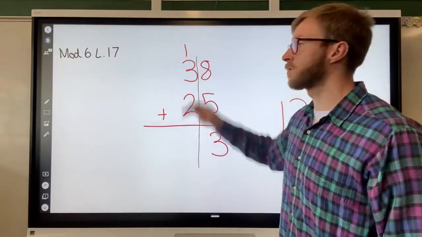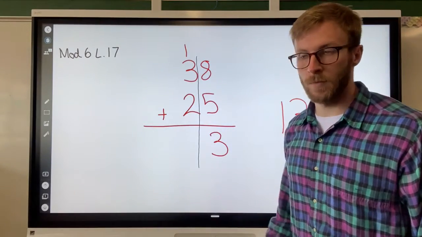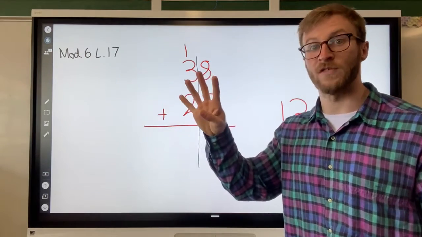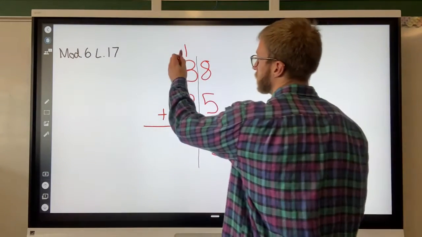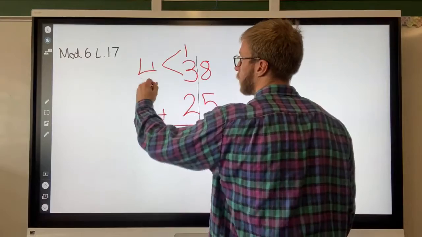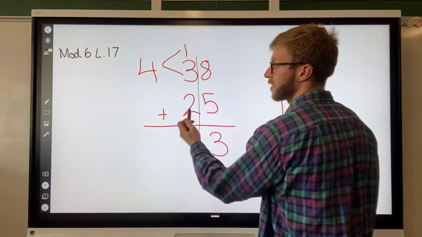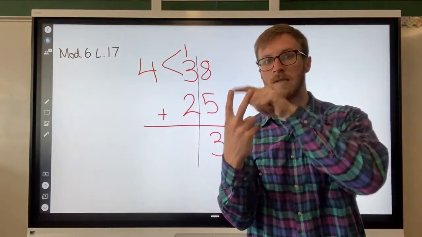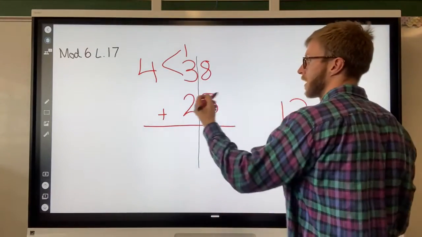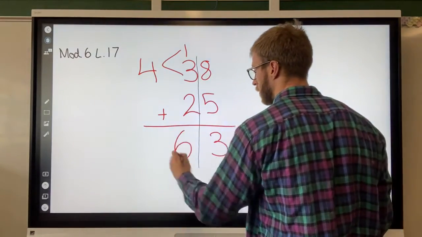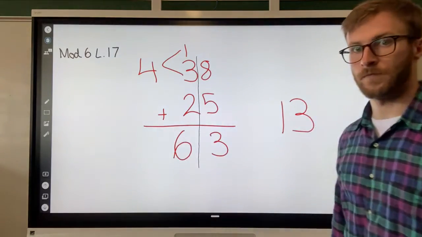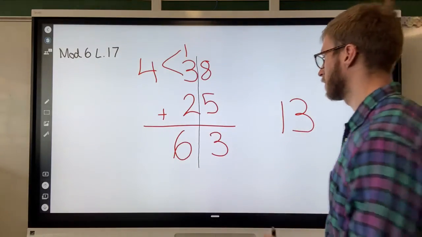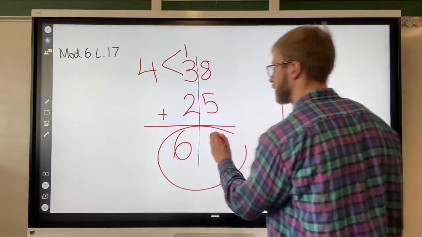So let's do 1 plus 3. What's 1 plus 3 or 3 plus 1? 3 and 1 more is 4. So this makes 4. So then we have 4 plus 2. 4, 5, 6. So we get 6 tens and 3 ones. Our answer is 63.